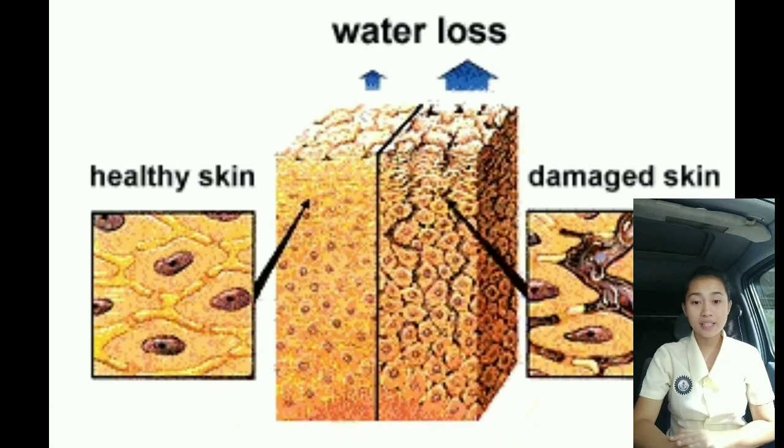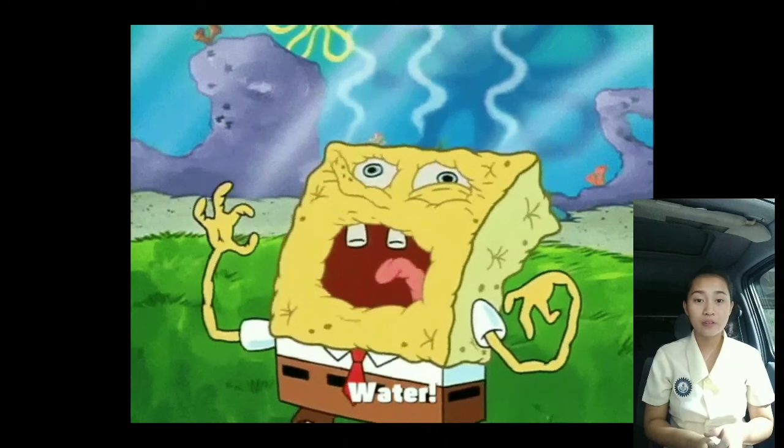So, sa top layer kasi ng ating skin, which is the epidermis, ay meron tayong mga protein na tinatawag na keratin. So, yung keratin na yon, yun yung parang pinaka-waterproof ng ating skin kung saan nagpe-prevent siya na pumasok yung tubig at lumabas din yung tubig sa loob ng ating katawan para ma-avoid din yung dehydration.